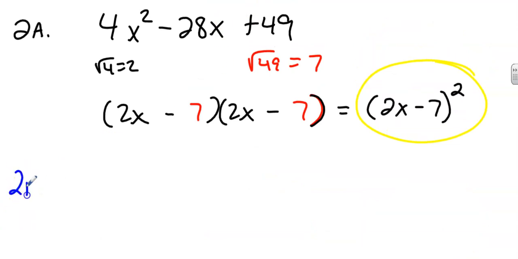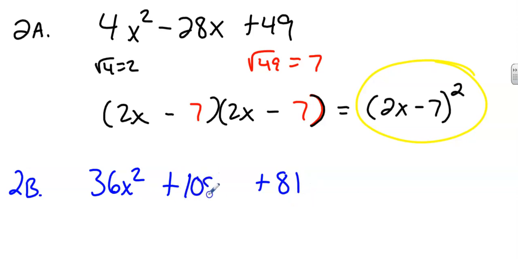Let's give you another one of those, just to make sure we got it. Go with some really big numbers here. Let's go with 36x squared plus, that's the last number, 81. Be 108.